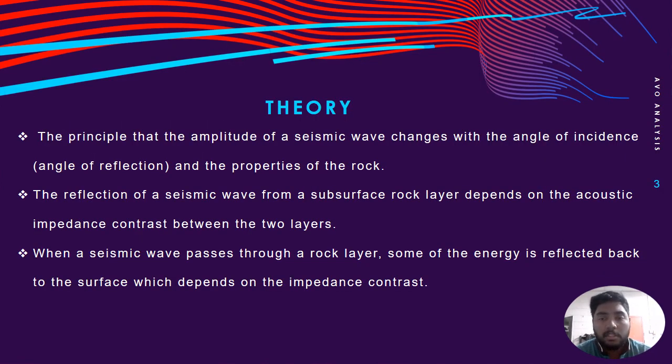Now I'll be talking about the theory of AVO analysis. The theory of AVO analysis is the principle that the amplitude of a seismic wave changes with the angle of incidence and the properties of rock. The reflection of a seismic wave from a subsurface rock layer depends on an acoustic impedance contrast between two layers. When a seismic wave passes through a rock layer, some of the energy is reflected back to the surface. This reflected energy depends on the impedance contrast.